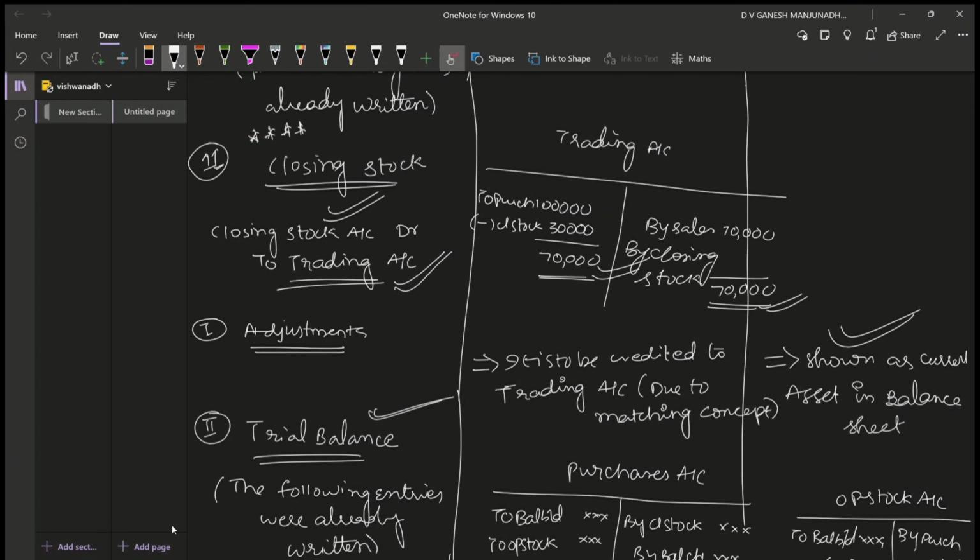Here the closing stock value is 30,000. This is to be matched with the purchases by crediting to the trading account. If you understand this closing stock entry, then the remaining things like abnormal loss would also be easier. That thing also we can understand in an easier manner.